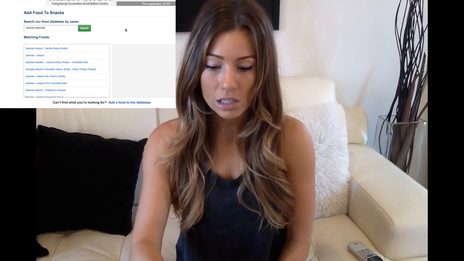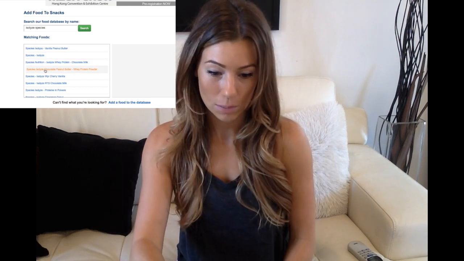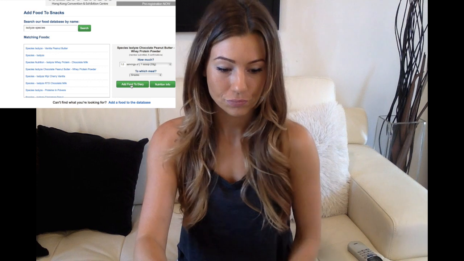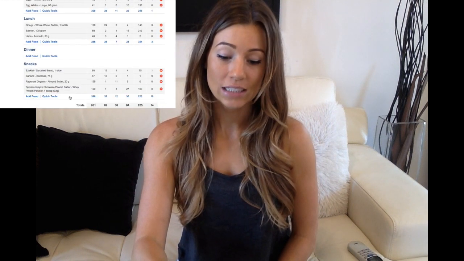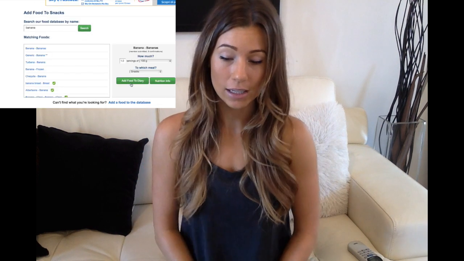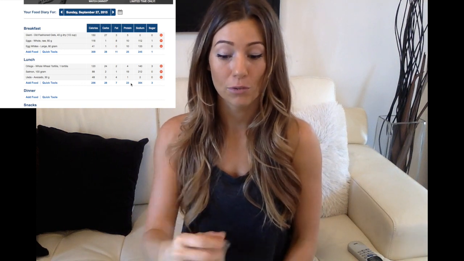So Isolized protein, chocolate peanut butter, 1 scoop. All right, so it has 27 grams of protein per scoop, which is a really good amount. We're gonna do 100 grams of banana. And you wanna weigh it outside of the peel, so you wanna open it up and slice it into like a cup or something before you measure it.